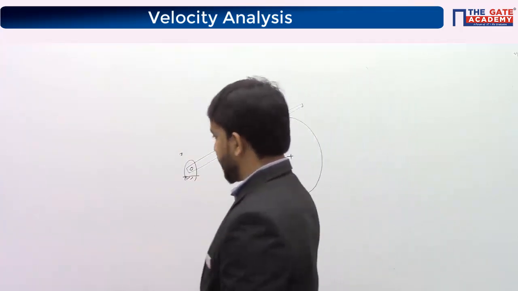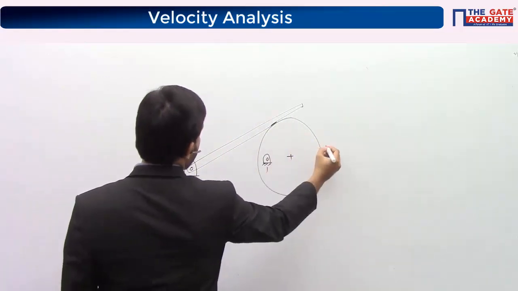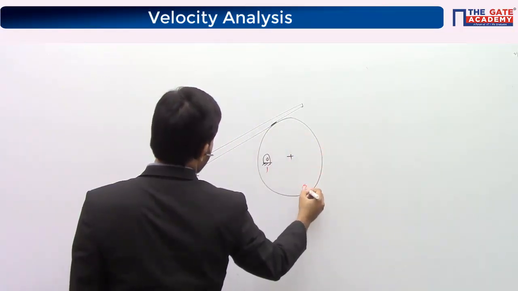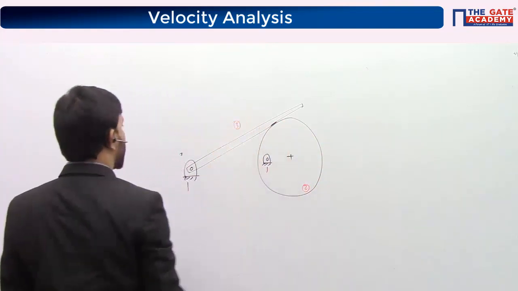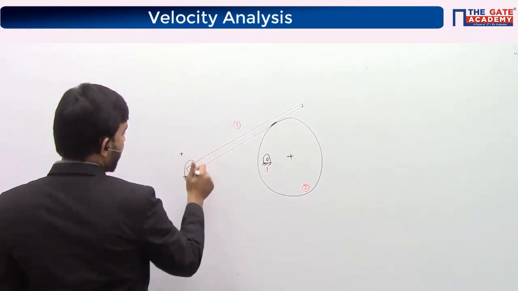Try to look at the instantaneous center. So I am calling this link number 1, the fixed link. This is link number 2. The disk I am calling link number 2, and the follower I am calling link number 3. There are 3 links. Here you can see link 1 and link 3 are connected by a turning pair.